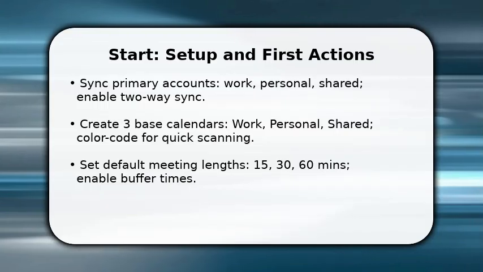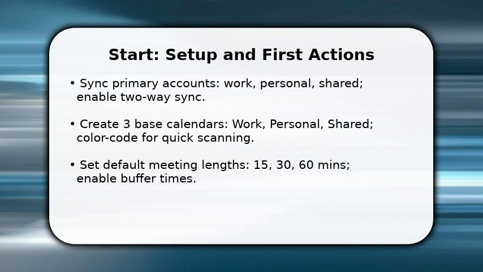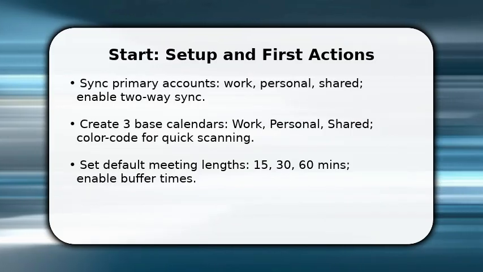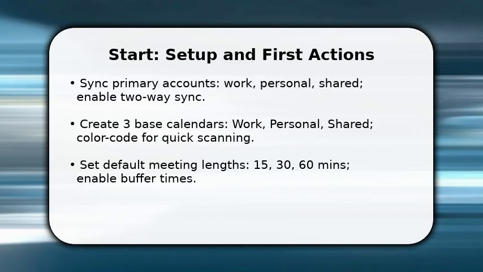You begin by syncing the accounts that matter so events never vanish between devices. Once done, make 3 base calendars: work, personal, shared, and assign contrasting colors so your eyes land on priorities faster. Next, set default meeting lengths and enable short buffers. This reduces back-to-back fatigue and enforces transition time.